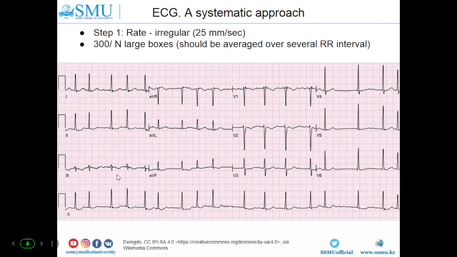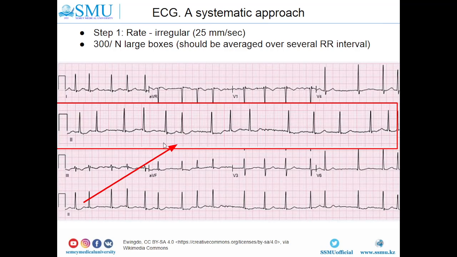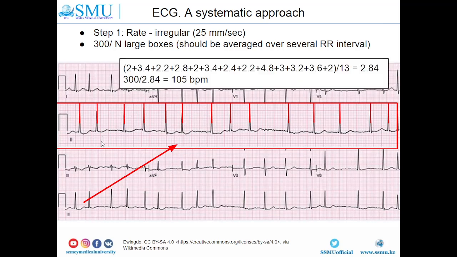How can we calculate heart rate in this case? Let's analyze the second lead. In this case, it is the longest ECG strip. This is the second lead. Let's find all RR intervals. These are QRS complexes. Then we should calculate the average RR interval in the ECG strip. In this case, I have calculated and obtained an average RR interval of 2.84. Let's divide 300 by the average RR interval and we can calculate heart rate. In this case, it's 105 beats per minute.